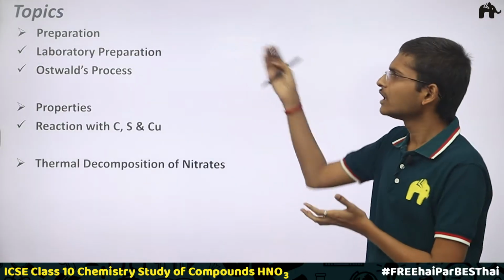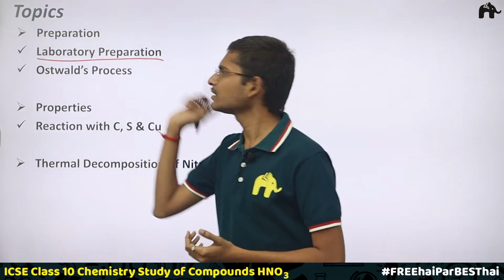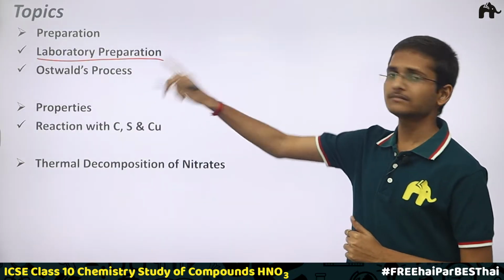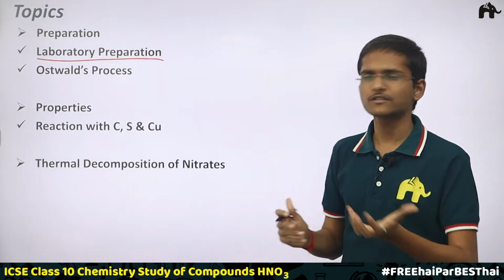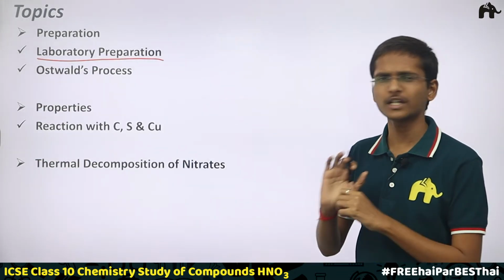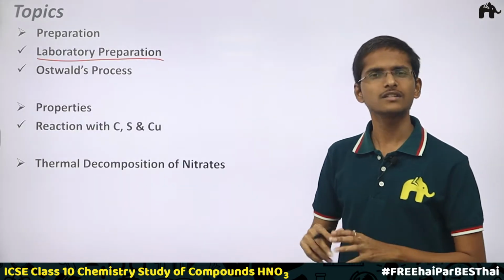I have divided it into 3 parts. First is preparation. In that we are going to study lab preparation, same as for hydrogen chloride and ammonia. And then industrial preparation, that is the Ostwald process, but not in as much detail as we studied Haber's process for ammonia. We are going to see a glimpse of the Ostwald process, just the equations and the conditions, that's it.